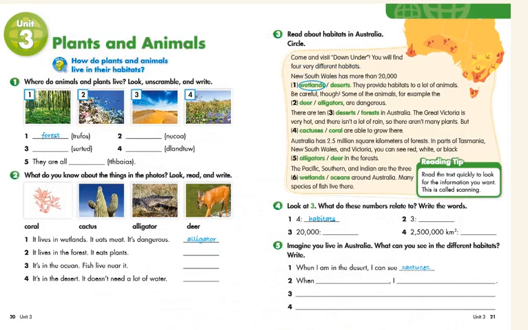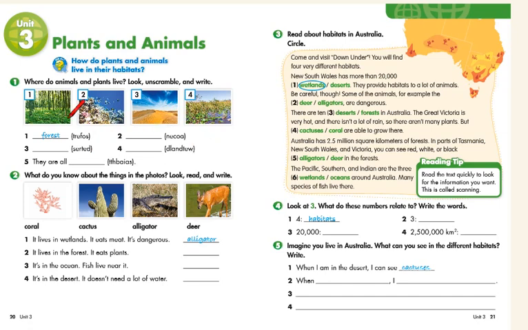Okay guys, now we're going to work on pages 20 and 21 of the science workbook. In this first exercise, it says, where do animals and plants live? Look and scramble and write. So we have these four pictures and we have these words that are all scrambled.